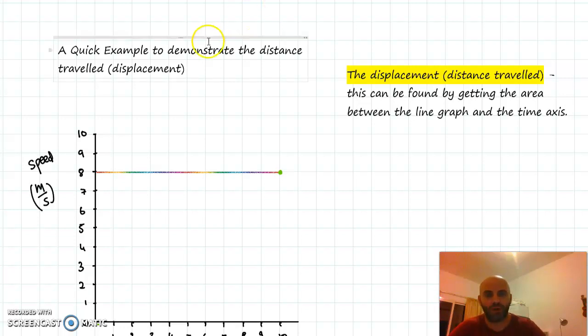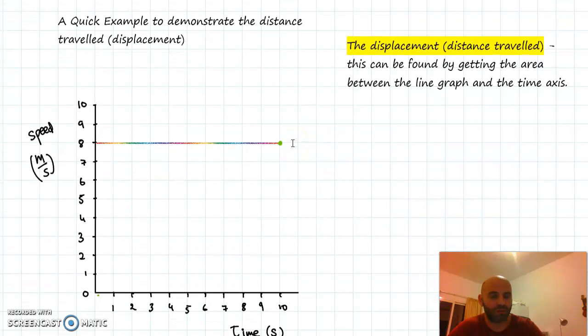Getting the area under the curve is what we say, but more specifically, I should say, the area between the line graph and the time axis. So we know that speed is equal to distance over time. And we also know that distance, if you multiply time on both sides, will be speed multiplied by time, just from that silly triangle.